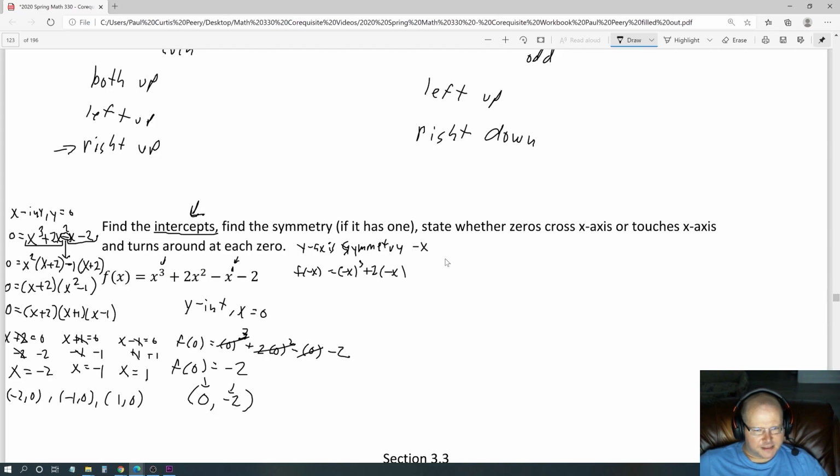Hopefully that makes sense. So again, I'm plugging in negatives, and if they all had even powers, it would spit out the original. But since some of them are odd, it's not going to spit out the original, unfortunately. So this is not going to work.